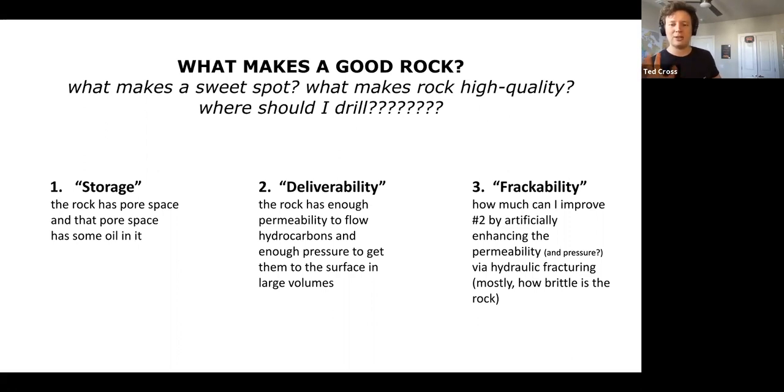The third, and this is most important for shale reservoirs, is frackability, and that is how well the well will hydraulically fracture, and that is how much can you improve, number two, the deliverability of the rock by artificially enhancing the permeability, and maybe possibly pressure, but mostly permeability, via hydraulic fracturing. So how brittle the rock is determines how well it will respond to the hydraulic fracturing treatment, which, by then filling with all those fractures, becomes more permeable and will flow oil more readily. And we covered that in more detail in the last one of these.